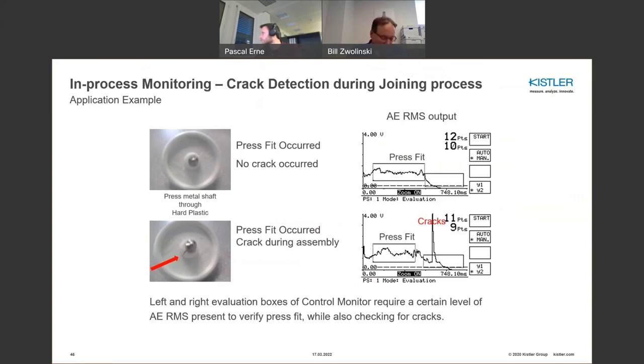This is one process monitoring with press fits, where you have a plastic part and you're pressing in a metal rod. And in this case here, you can clearly see this crack occurring with this metal piece. And this is, say, a normal scenario where you could see the press fit is well within the pass-fail criteria of this box, and also the second box too. But you see in this case here, the press fit well exceeds the pass-fail criteria of this box, indicating that some fault occurred. So a bad part would be detected.